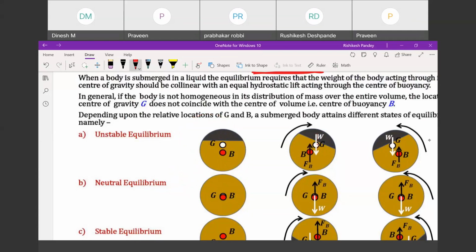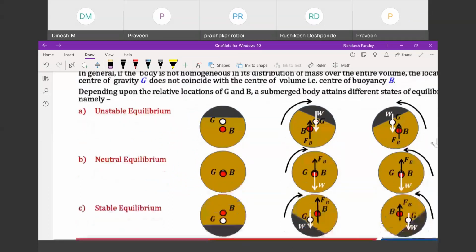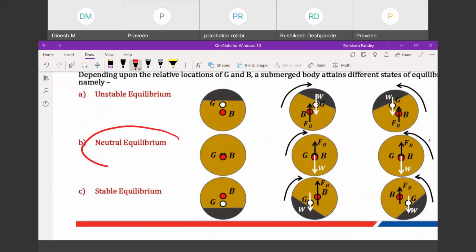Okay, so this is your unstable equilibrium. But next is neutral equilibrium. Now what is neutral equilibrium? Let's say this is made up of a single material, uniform density, no black portion, no heavier material. So you see, G and B both will coincide at the center only.